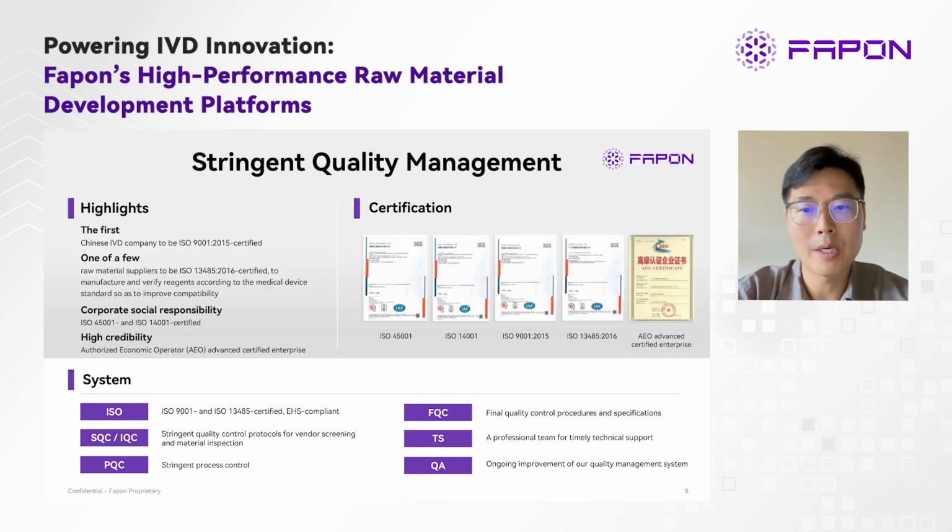The next slide is about our dedication to quality management. Fapon has valued quality since day one we were established. We're actually the first IVD raw material supplier company in China to obtain the ISO 9001 certificate. Subsequently, we have obtained ISO 13485 certificate, which highlighted our commitment to maintaining high product quality, and ISO 45001 and 14001, which showed our dedication to building a safe and environmentally sustainable workplace.